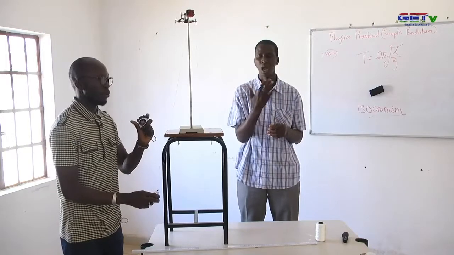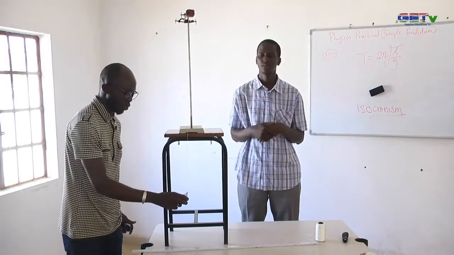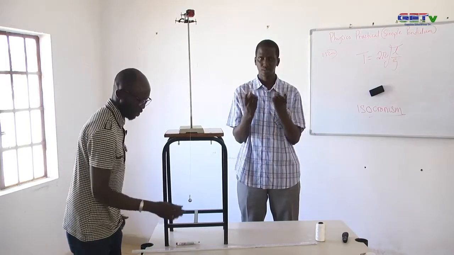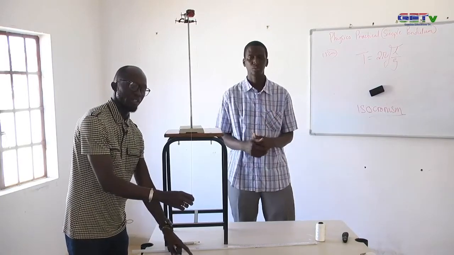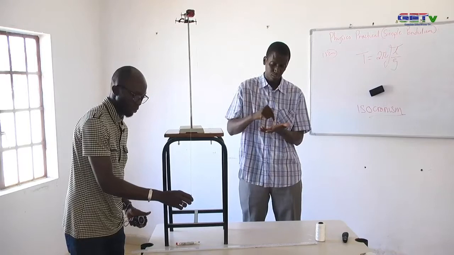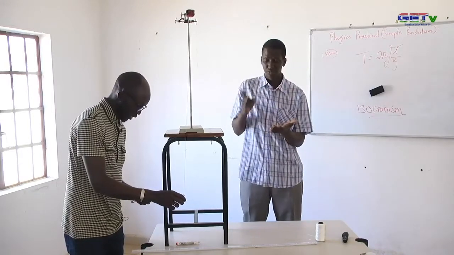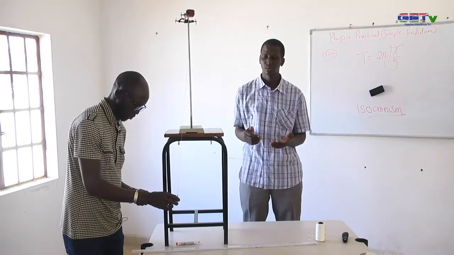Now that we have our stopwatch ready and we have our setup ready, we go ahead and begin to oscillate. We will oscillate obeying the principle of the 15 centimeters, that small angle displacement. And now we are going to displace, and we will begin taking our timing.